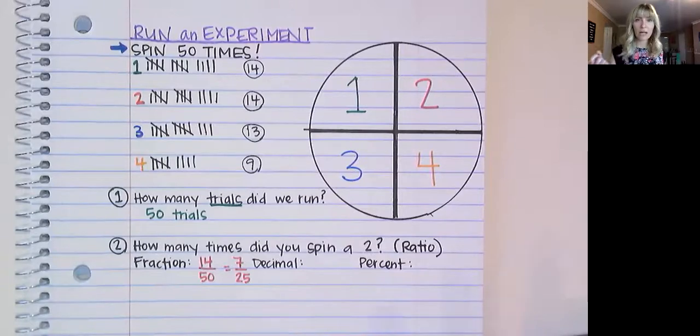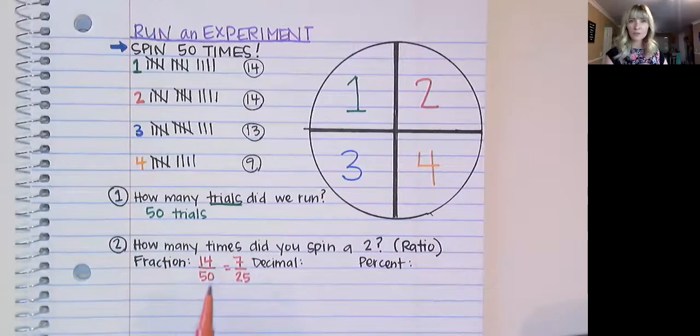It wasn't just 14 times, because that would very much change my thinking if I'd spun the spinner 14 times, saying I got 14 2s, that would have a very different meaning than doing it out of 50 times, or even doing it out of 100 times. How many trials you do it out of changes the meaning of your experiment. So I got a 2 14 out of 50 times.